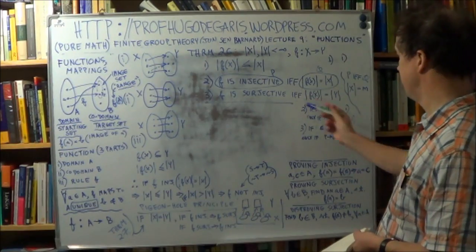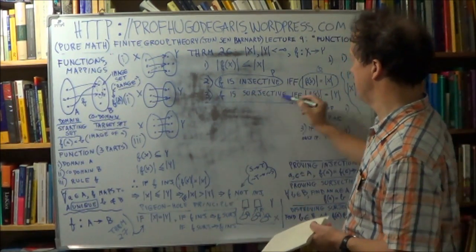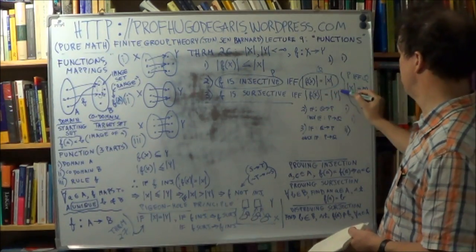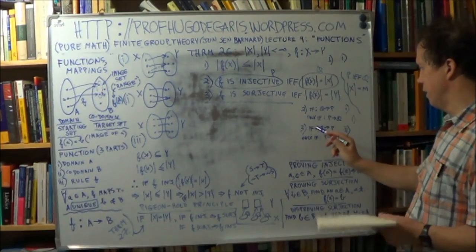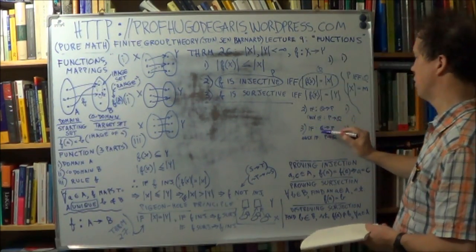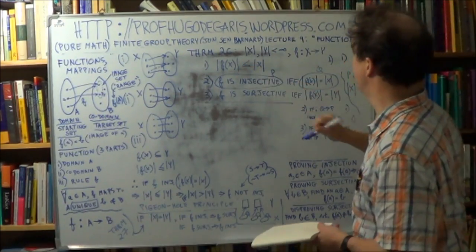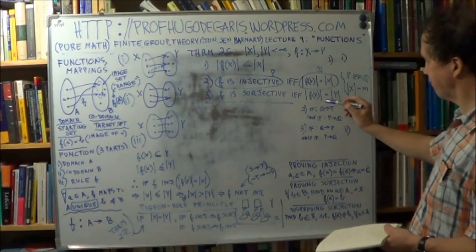Okay, so it's an if and only if. Again, we could call this P and call this Q, just as before. So the if part will be from Q to P, from the right hand side to the left hand side.